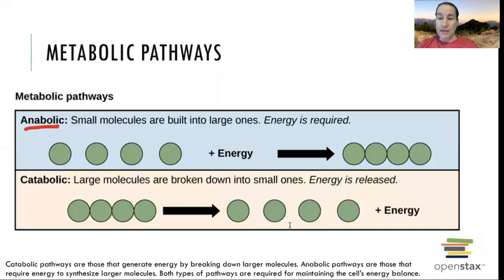Anabolic is going to take the little bitty guys, and we're going to put the little ones together and build a larger molecule when we do that. So we're going to bring small things together. When we bring them together, we are going to need energy inputted into the system. Energy comes in. And now we are going to put those guys together, and we've made this large molecule. So that is anabolic.